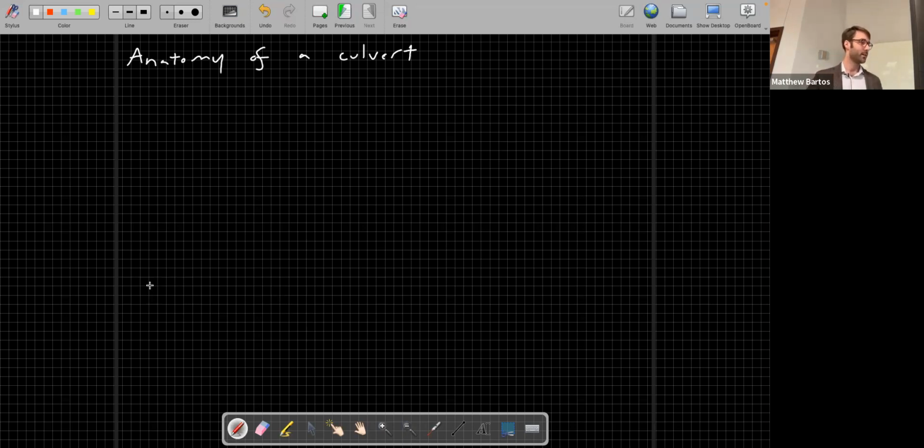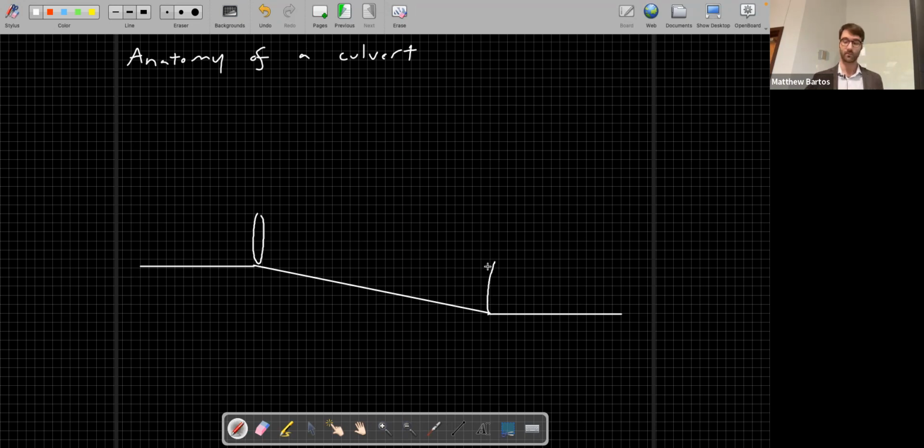Okay, and I'm going to draw a culvert here. So first, let me start with the ground surface. I have a ground surface that goes down. And here's the downstream end. I'm going to have a culvert here. Here's the top of the culvert. And then on top of the culvert, we're going to have an embankment.